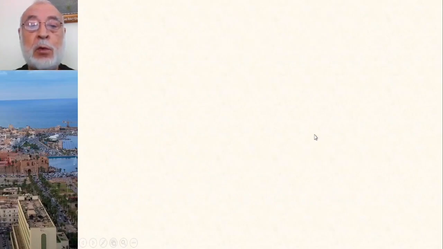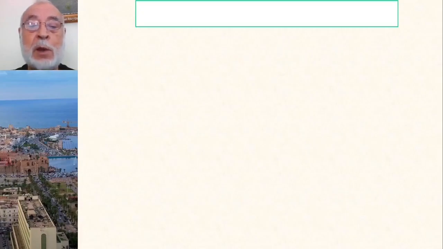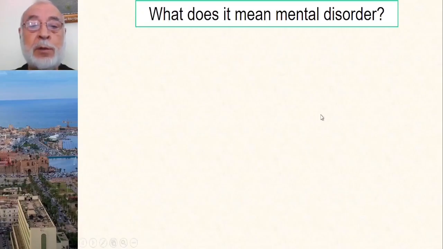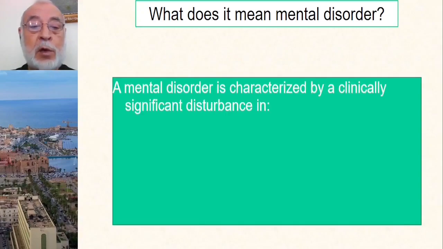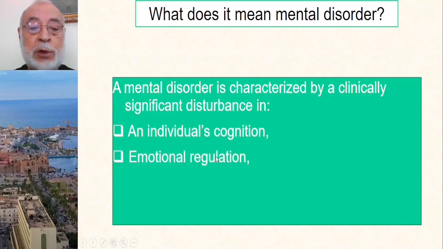First, we have to know what we mean by mental disorder. Usually, the definition given by the WHO, which is the World Health Organization, they defined a mental disorder as a disturbance in either individual cognition or in the emotional regulation of the person or behavioral disturbances. So any disturbance in each of these or all of them is considered to be a mental disorder.